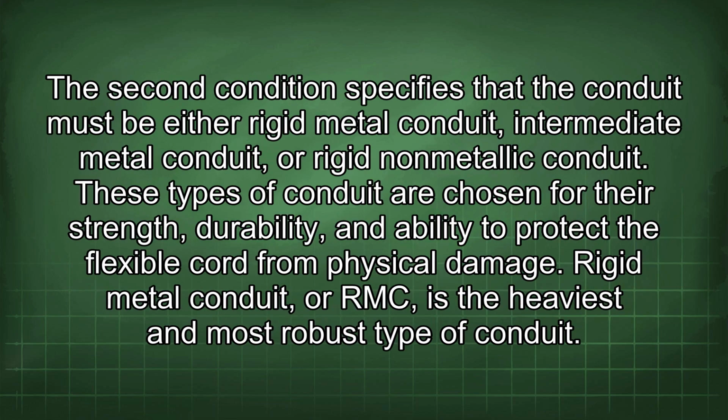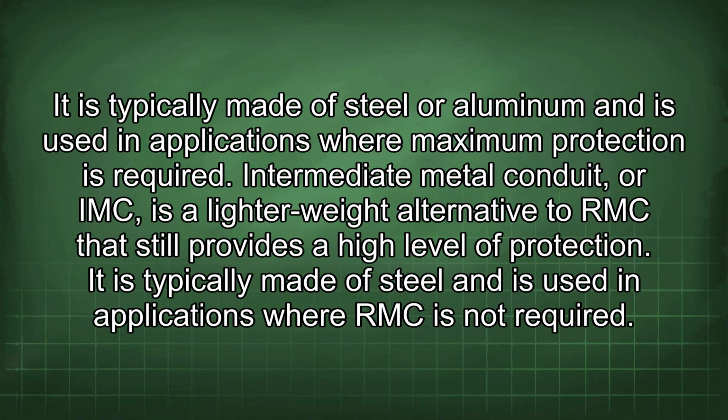The second condition specifies that the conduit must be either rigid metal conduit, intermediate metal conduit, or rigid non-metallic conduit. These types of conduit are chosen for their strength, durability, and ability to protect the flexible cord from physical damage. Rigid metal conduit, or RMC, is the heaviest and most robust type of conduit. It is typically made of steel or aluminum and is used in applications where maximum protection is required.